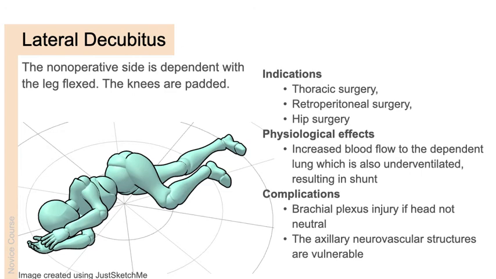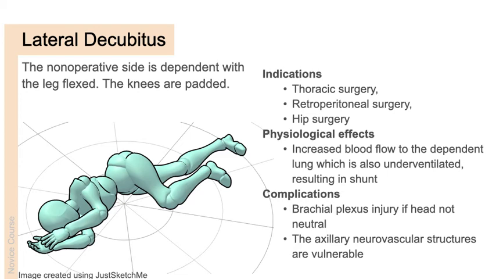So indications for this position might be thoracic surgery, retroperitoneal surgery, or hip surgery. This position doesn't have quite such marked physiological effects. You get increased blood flow to the dependent lung, which will also therefore be underventilated, and you will get a resulting shunt. However, it's not uncommon for the body to be in this position when we're sleeping. Therefore, the physiological consequences of it are not too threatening.